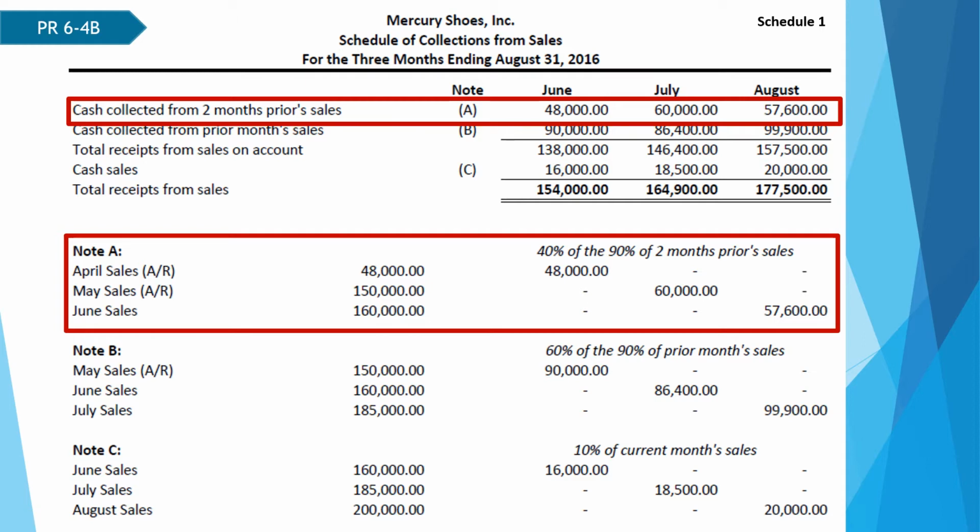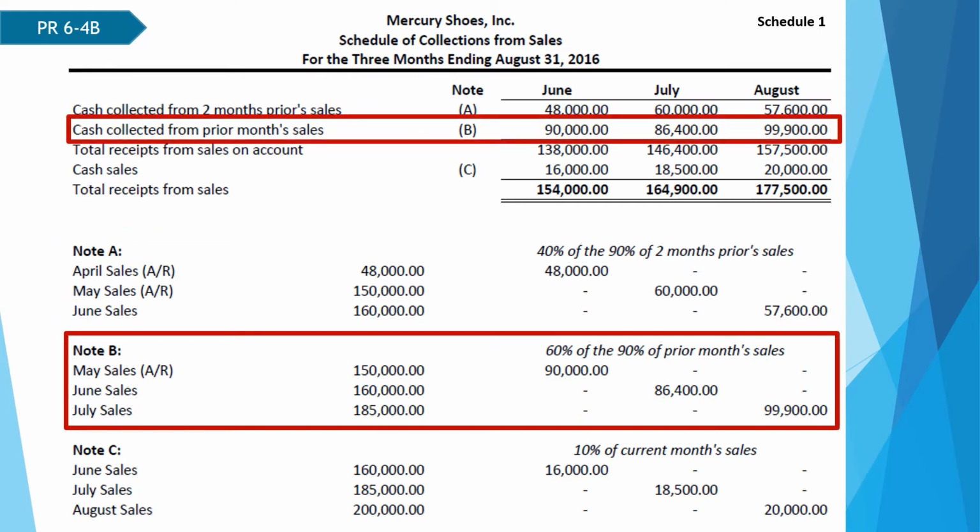For the month of July, its 2 months prior is May. The remaining $150,000 of accounts receivable is the 90% of the total sales in May. This means that 40% of it, or $60,000, will be collected in July. For the month of August, its 2 months prior is June. So 36% of the total sales in June, or the 40% of the sales on account, will be collected in August, which is $57,600.